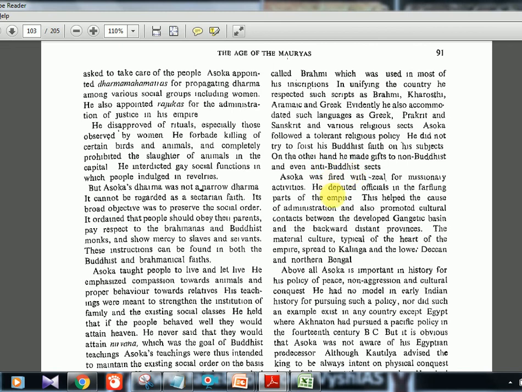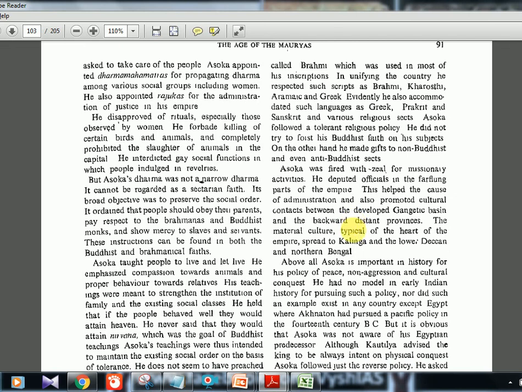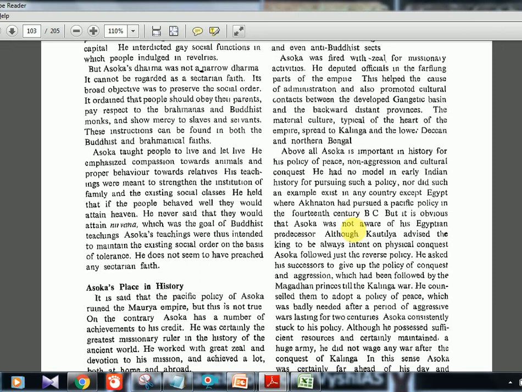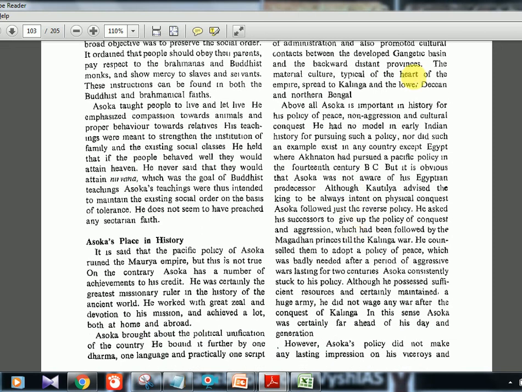Ashoka was fired with zeal for missionary activities. He deputed officials in the far-flung parts of the empire. This helped the cause of administration and also promoted cultural contacts between the distant provinces. The Mauryan culture, typical of the heart of the empire, spread to Kalinga, the lower Deccan, and northern Bengal.